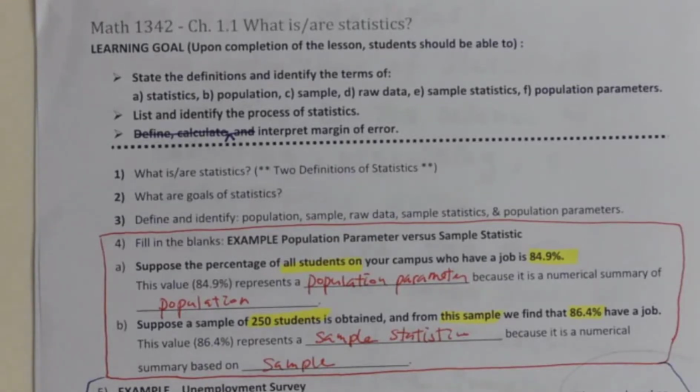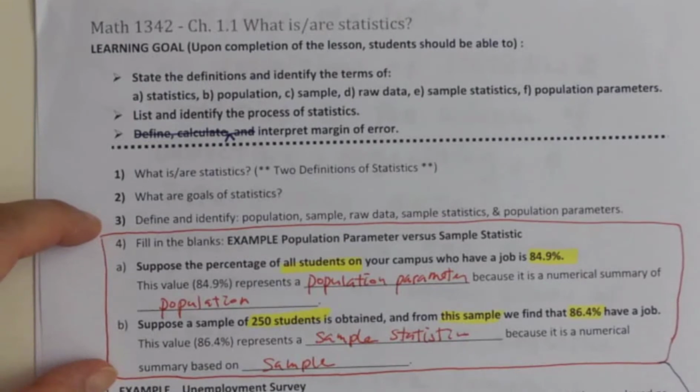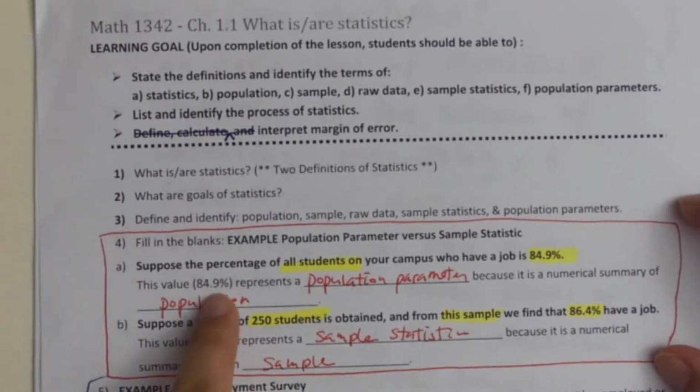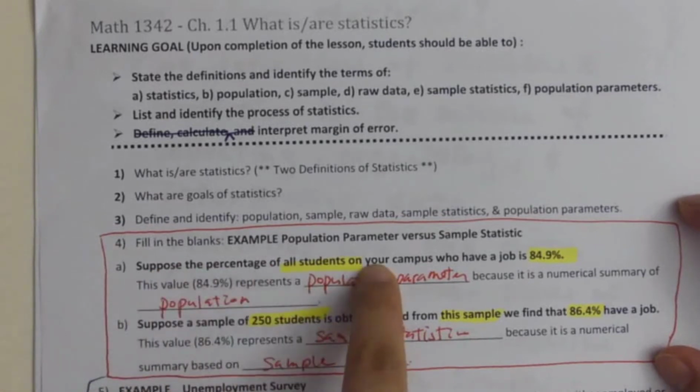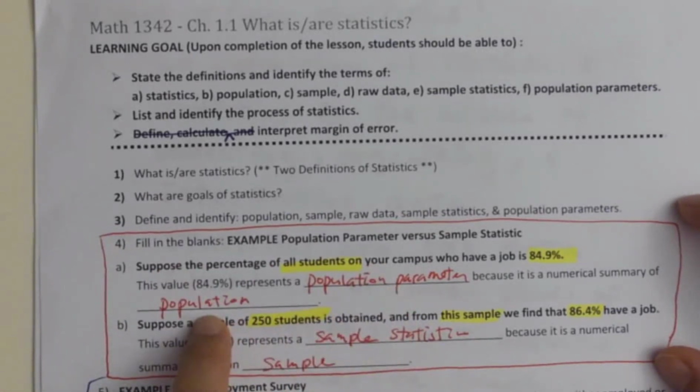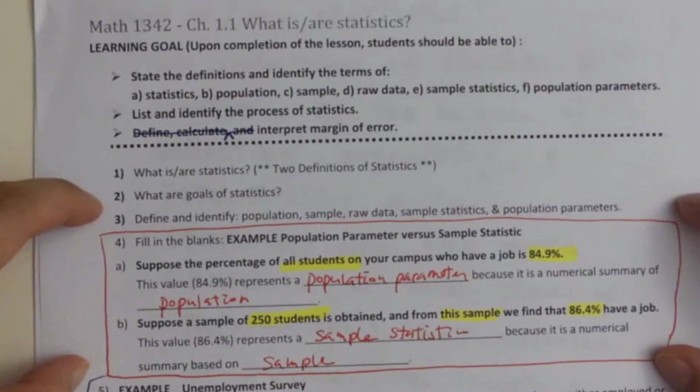Know the process of statistics, and some of the questions may ask you to fill in the blanks. You need to know that if they are talking about a number from a population, that would be a population parameter, because it's from the population, right? And if the number is coming from a sample, that would be a sample statistic, because it's based on a sample. So you may have fill-in-the-blanks like that.